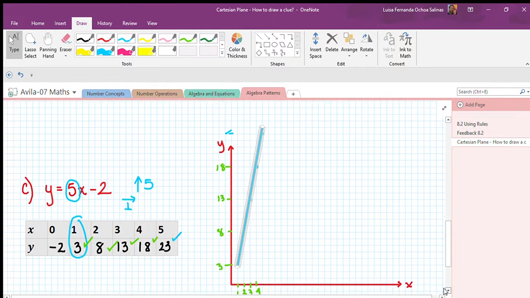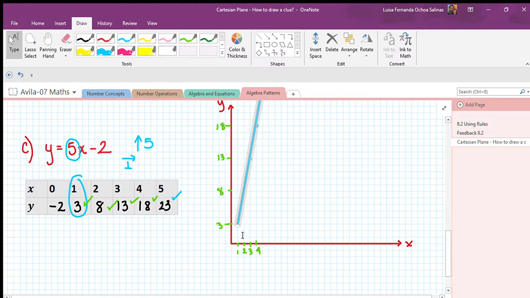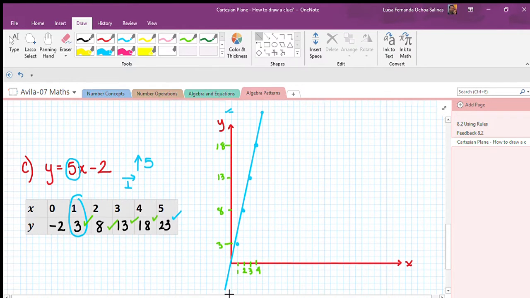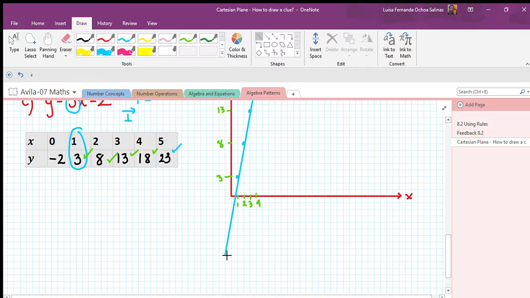But I want to show you something. I can extend this line also going down. Would you agree? As long as it goes through those points. I'm going to draw it again. I'm going to take it from this point, going through this point, going through this point, going through this point. And what I'm saying is that I can actually extend it going downwards. I want to show you something here.